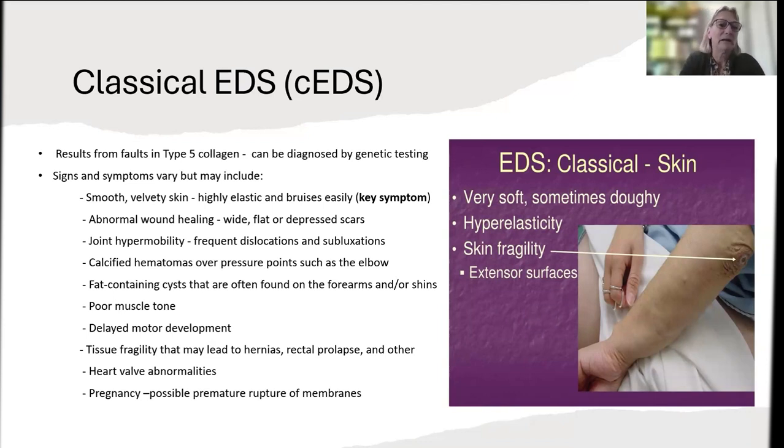So you get calcified hematomas over pressure points. Well, they look like bruises, but they're not. They're sort of hard, crystallized bruising over pressure points, cysts on forearms and shins, and the muscle tone's very poor. So in this kind of EDS, you might find that there's delayed motor development with children, and you can have a history of hernias and rectal prolapse, heart valve abnormalities, and also people have issues in pregnancy as well.